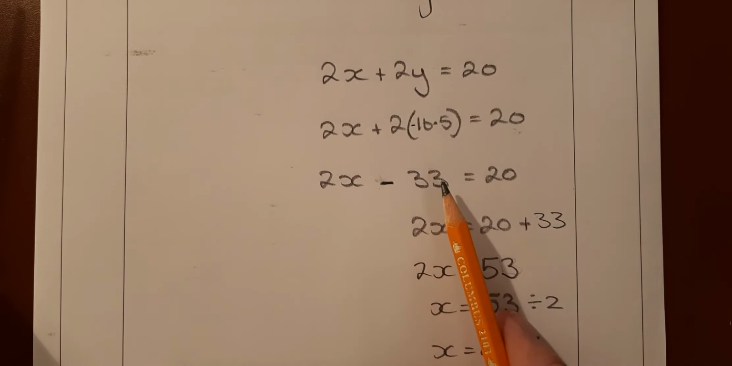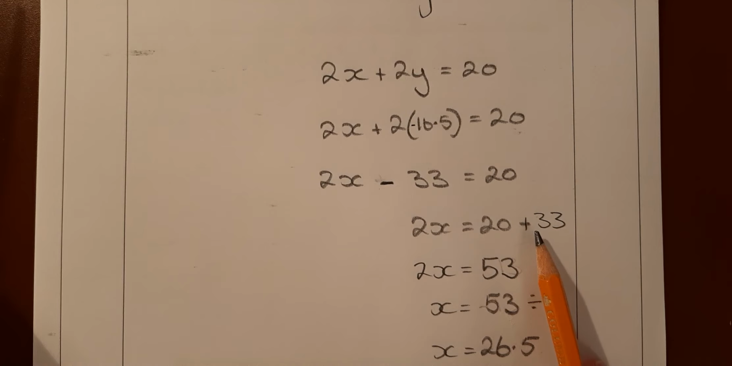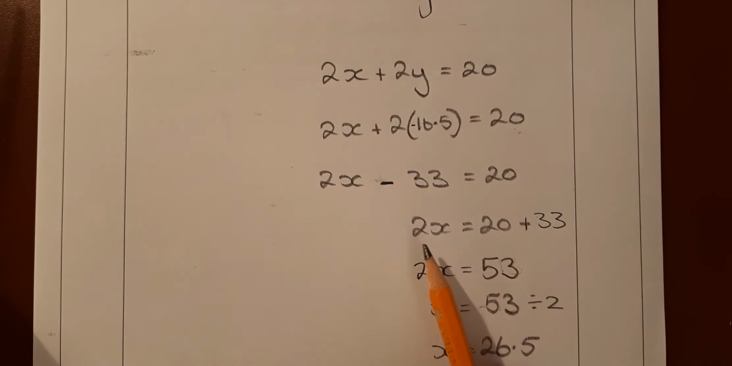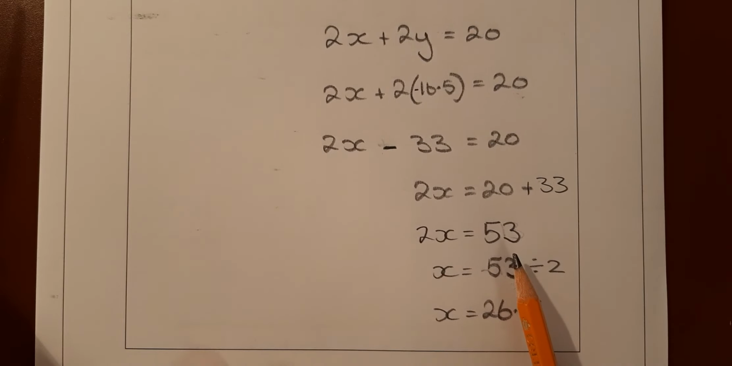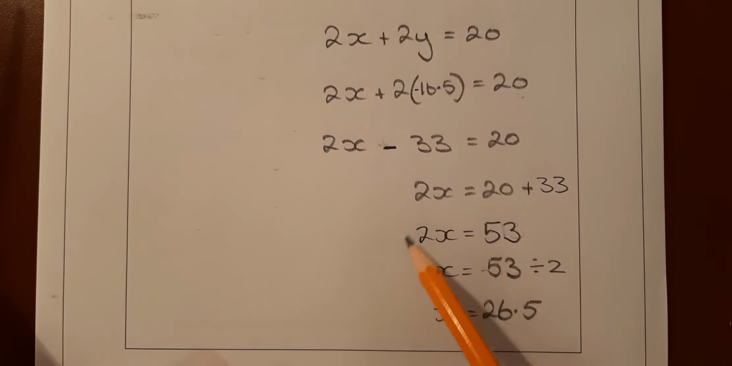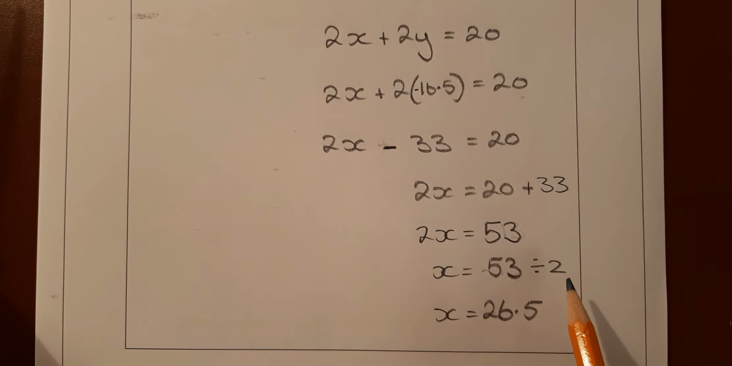Moving the minus 33 over the equal sign makes it a positive 33. So now we get 2x equals 20 plus 33. 2x equals 53. Moving the 2 over the equal sign, it becomes a divide. So x equals 53 divided by 2. X equals 26.5.